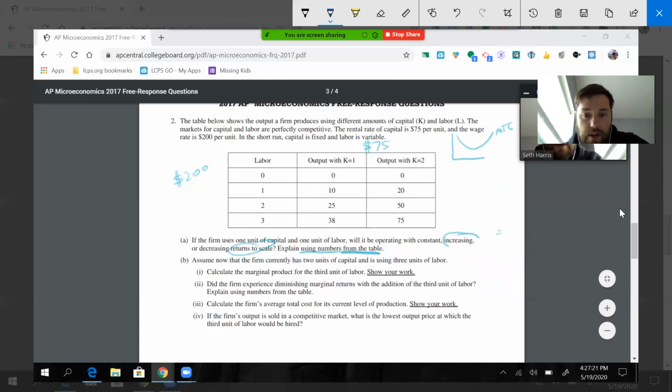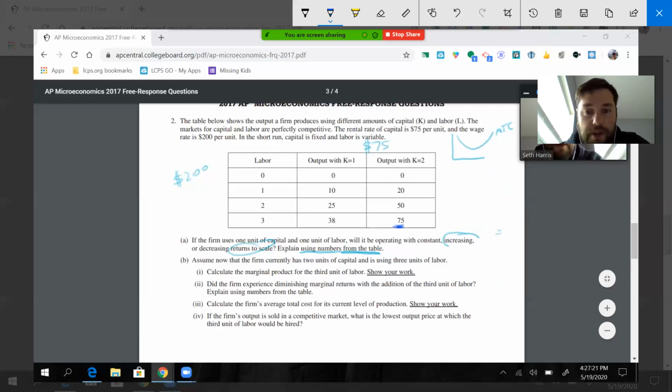All right. Assume now the firm currently has 2 units of capital and is using 3 units of labor. So 2 units of capital, 3 units of labor. Let's just underline that. That's where they're saying we're at. Calculate the marginal product for the 3rd unit of labor, and they want you to show your work.